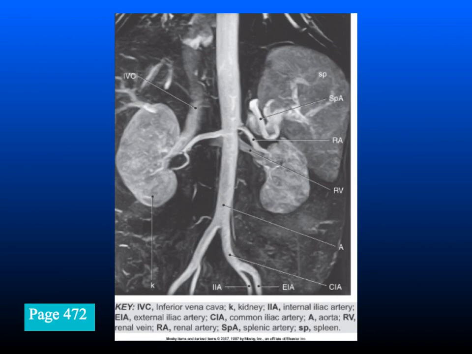This is showing the same image of the aorta coming down and bifurcating. This is a CTA, and I think we were just looking at the renal arteries on the left and right side, and I asked you which renal artery would be longer, and you all said the right renal artery would be longer because the distance from the aorta to the right kidney would be more, because the aorta is more to the left side of the body.